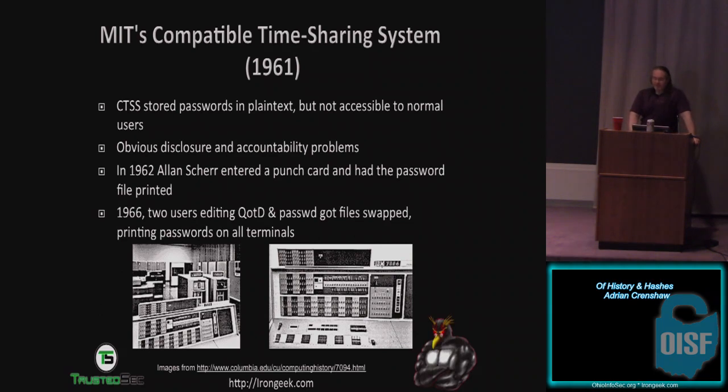Also, another interesting thing about how they did this, remember again, passwords were in plain text. So in 1966, 2 users were editing the quote of the day and the password file at the same time. And the problem with that is the quote of the day, as soon as someone logs in, it starts printing out that quote of the day.